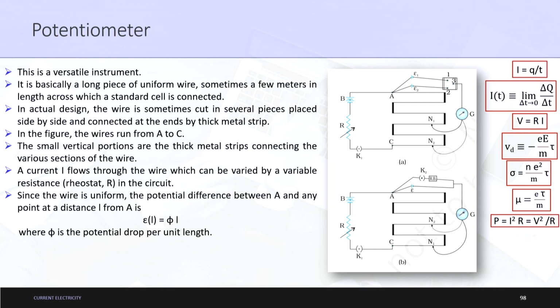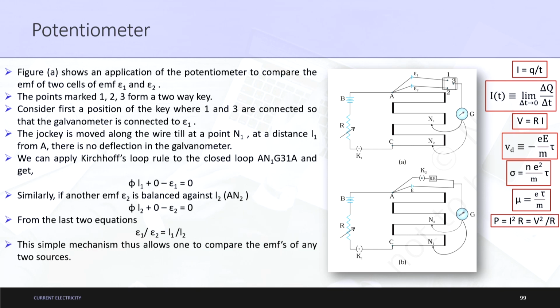Let us move on with today's discussion now. Okay. So this is figure A being talked about here, so please look over here directly. Figure A shows an application of the potentiometer to compare the EMFs of the two cells, epsilon 1 and epsilon 2. Okay. So what is happening? The points marked 1, 2 and 3 form a two-way key. So as you can see, 1, 2 and 3, these are 3 points being talked about here.